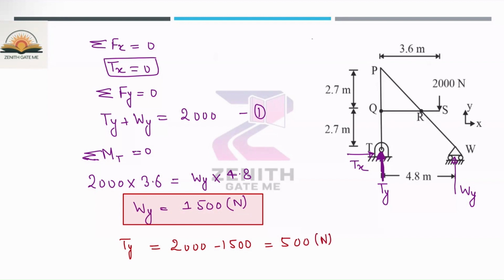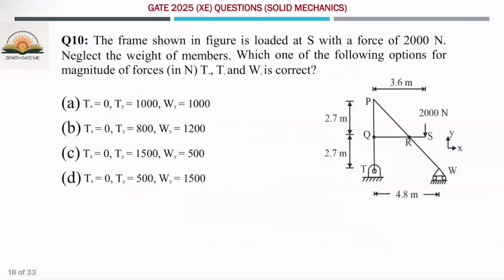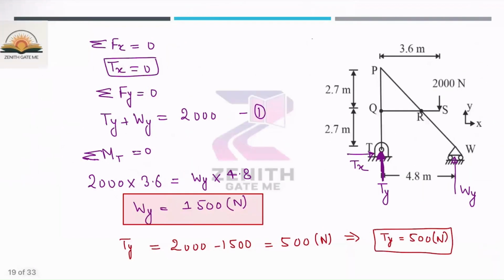Now you can check all the options for Tx, Wy and Ty. Which one is matching with this answer? So Ty value is 500 Newton. If you check, Tx is equal to 0, Ty is 500 and Wy is 1500. That means option D is the correct answer. So choice D is the correct answer for this question.